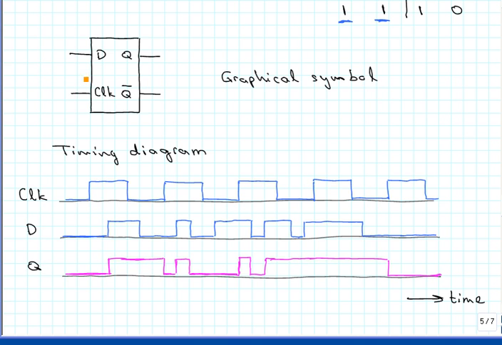Here is the graphic symbol for a gated D latch with a D input, Q and Q-not outputs, and clock being the gate that enables or disables this latch. A quick look at the timing diagram. We have a clock signal again, and it is such that only when the clock is high can the output follow what the input is doing, and when the clock is low, then the current state of the latch is frozen. Okay, so we have a data signal here.